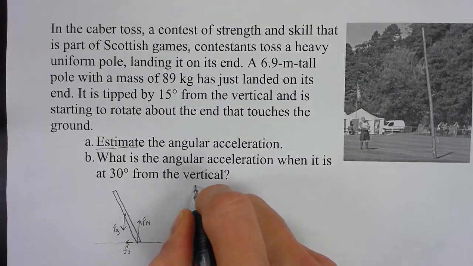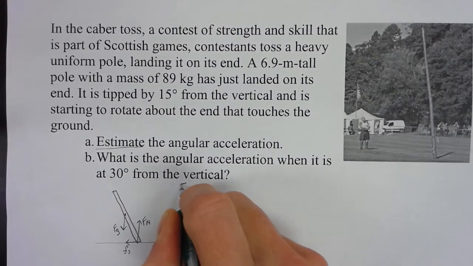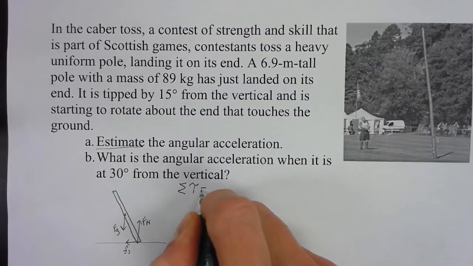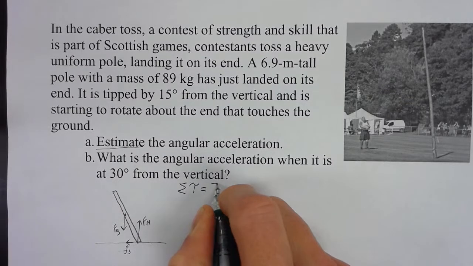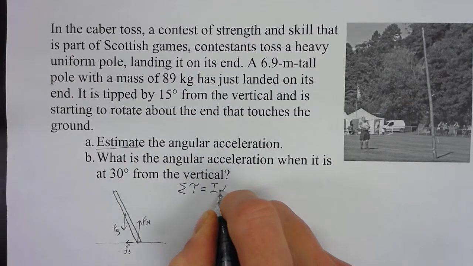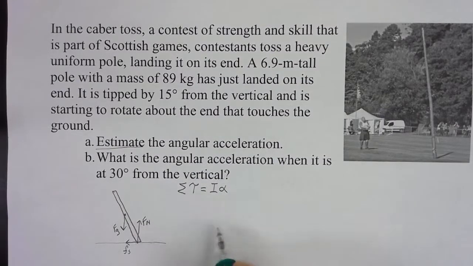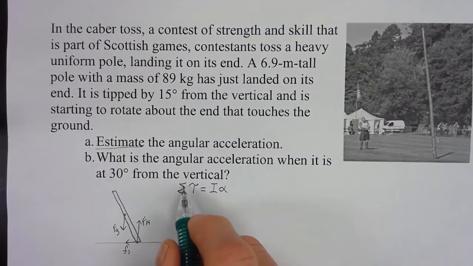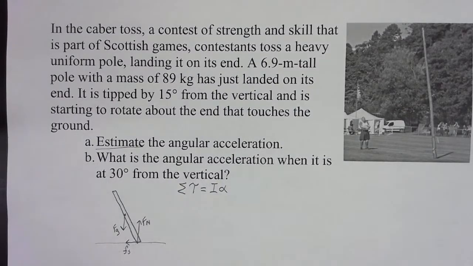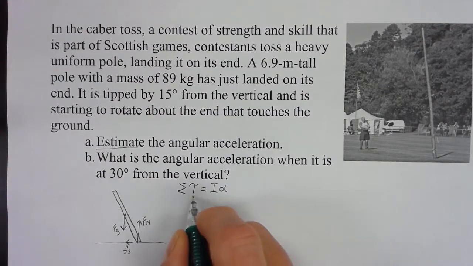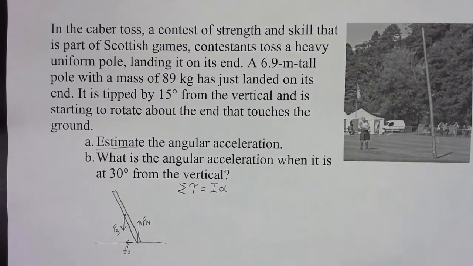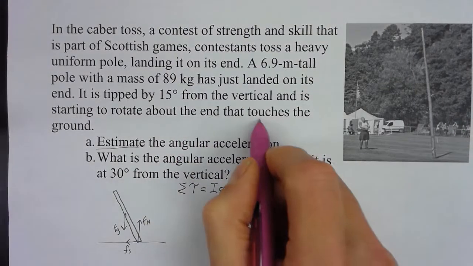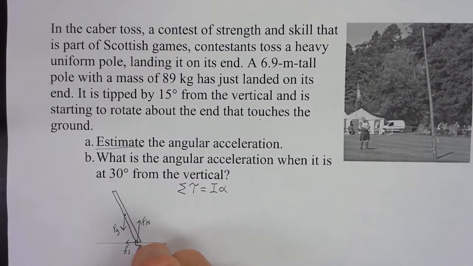Now when we go to apply Newton's second law for rotation, it's the sum of the torques that add up to equal the product of the rotational inertia and the rotational acceleration. So analogous to F net equal ma, but now we have net torque equal I alpha. Now to determine torques, we have to know the axis. So what is the axis that it's rotating around? It rotates around the end that touches the ground. So our axis is right here. That's where the axis is.